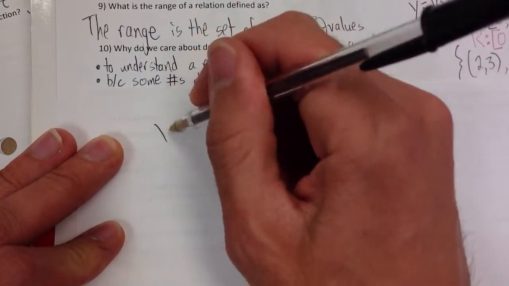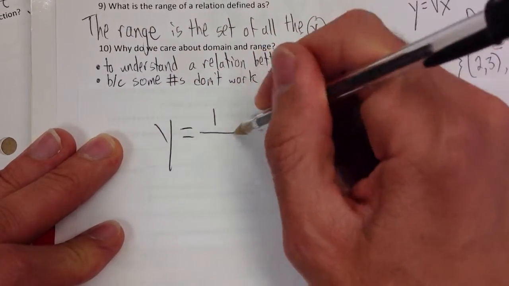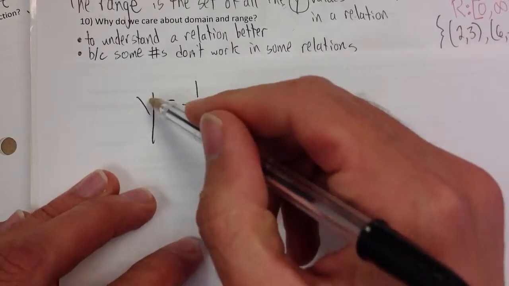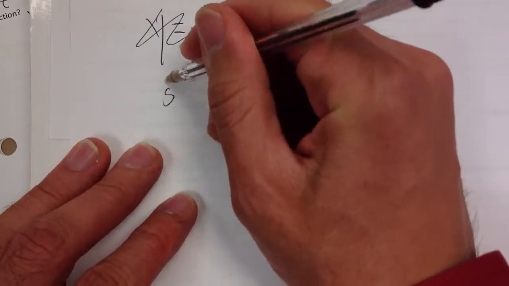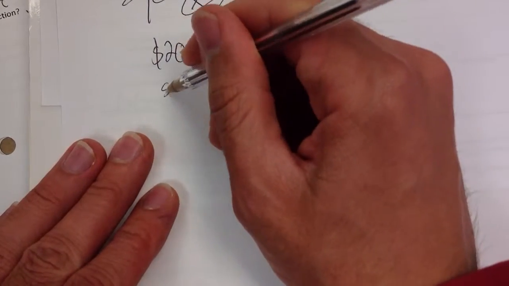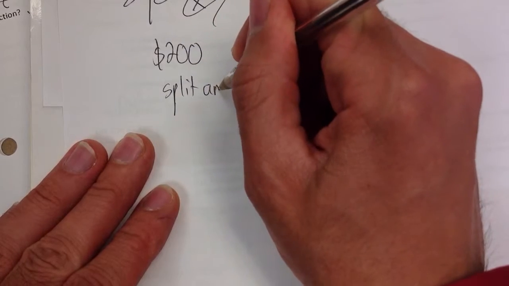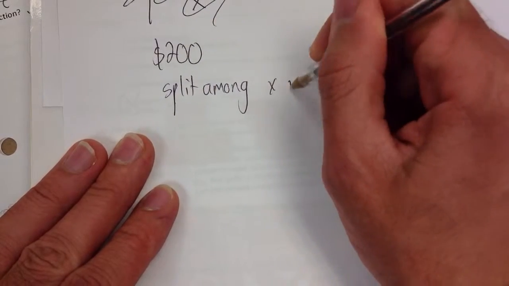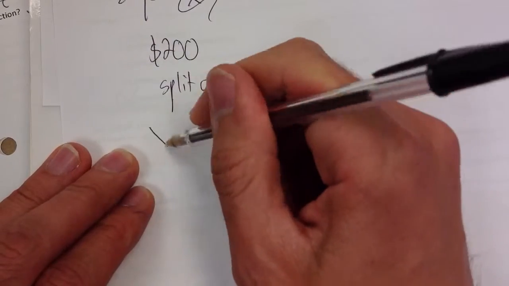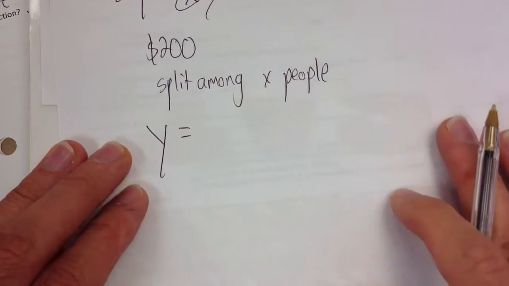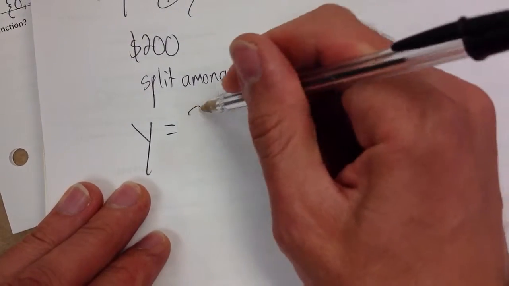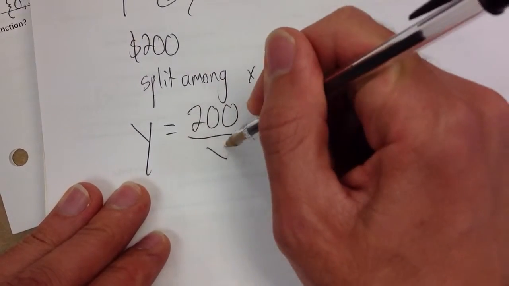Let's say you had this, y equals 1 over x. Or we can make it more interesting. Let's say you had a $200 hotel room, and you wanted to split it among x people. And you want to know the resulting cost per person. So y equals what? 200 over x. Very good. 200 over x.